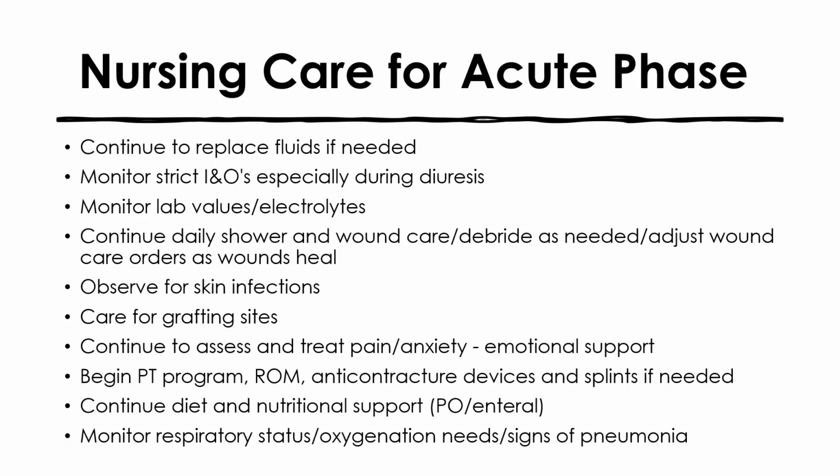And nursing care for the acute phase. We're going to continue to replace fluids as needed, but we're hoping the patient will be diuresing. We need to monitor electrolytes while the patient is diuresing, making sure they're not taking off too much fluid from their body. Continuing to monitor the strict I&Os, again, especially during diuresis. Like I said, monitoring lab values and electrolytes.